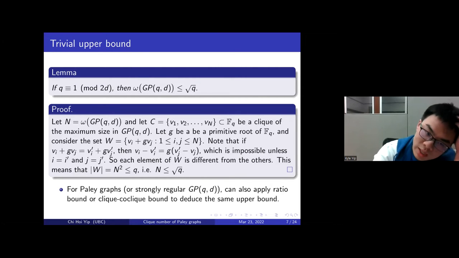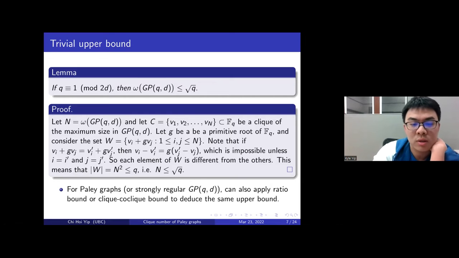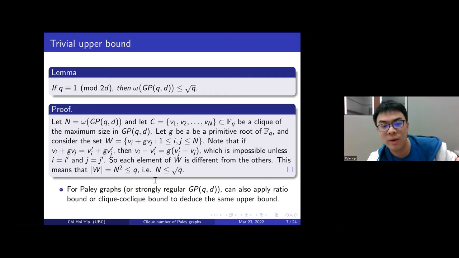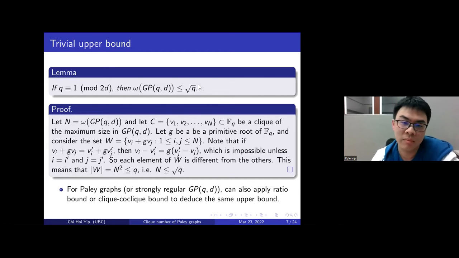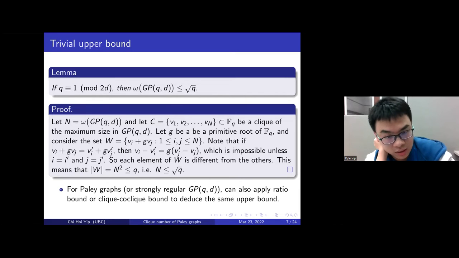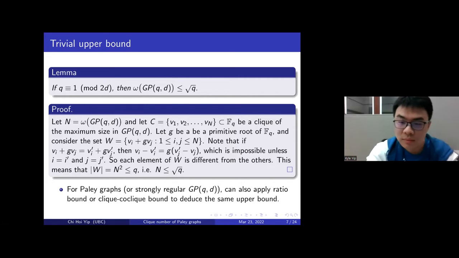For example, in the case of Paley graph, we can apply the ratio bound or the co-clique bound. And more generally, if we know that this generalized Paley graph is strongly regular, then we know its eigenvalues. So we can again apply the ratio bound or the Hoffman bound to get the same upper bound. But what's difficult is that we have many, many different ways to prove this triple upper bound, but it seems there is no easy way to even improve this by one. So that makes the problem difficult.